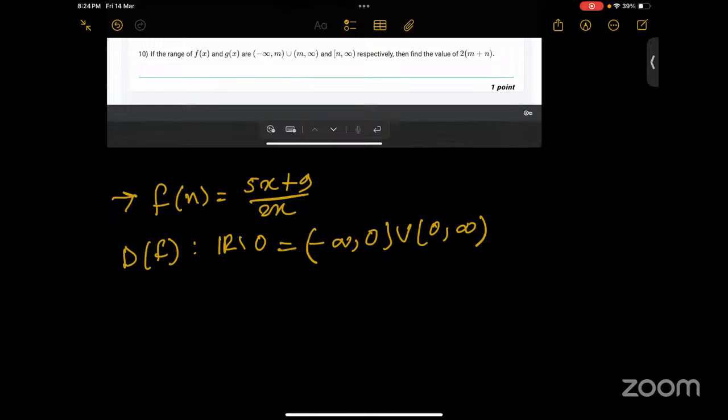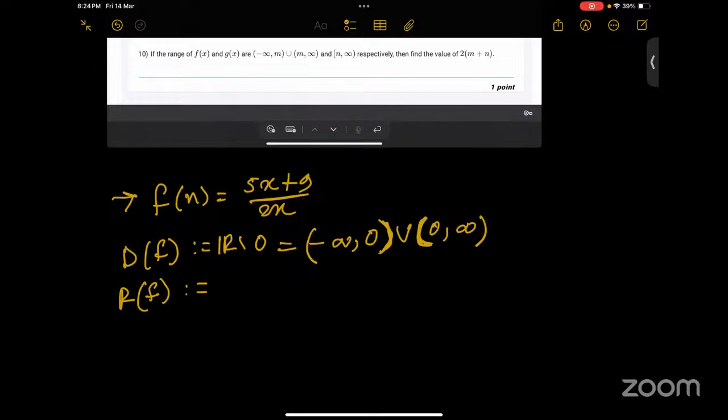Ma'am, how is it a union? It will include 0? It is not including 0. This is an open bracket interval. That means we are taking all the points which are less than 0 and greater than 0. We are only excluding the point 0 here. Both are open brackets. If a square bracket is there, then it is included, and if an open bracket is there, that means it is excluded.